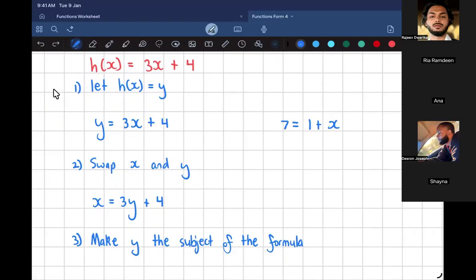Now, this is easy to solve. What would you have to add to 1 to get 7? 1 plus what is 7? 6. So the answer for x is 6. But if you wanted to solve it algebraically, let me show you how we would do it.